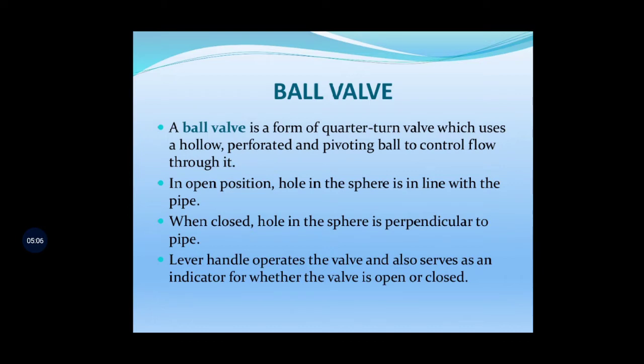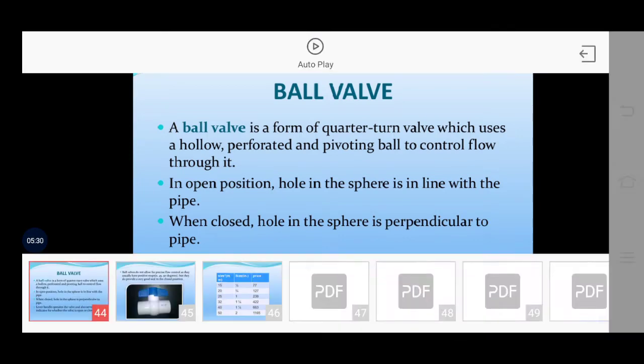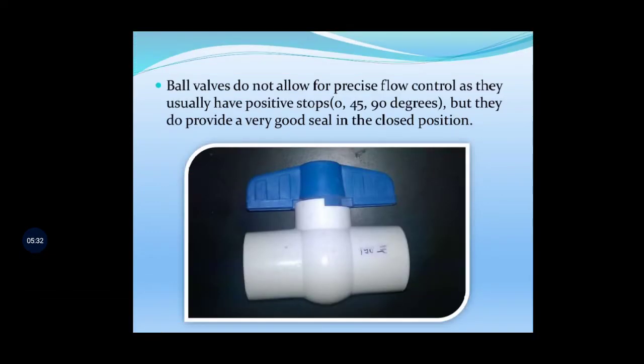A ball valve is a form of quarter turn valve which uses a hollow, perforated and pivoting ball to control flow through it. In the open position, the hole in the sphere is in line with the pipe. When closed, the hole in the sphere is perpendicular to the pipe. A lever handle operates the valve and also serves as an indicator for whether the valve is open or closed. Here is the picture of the ball valve.